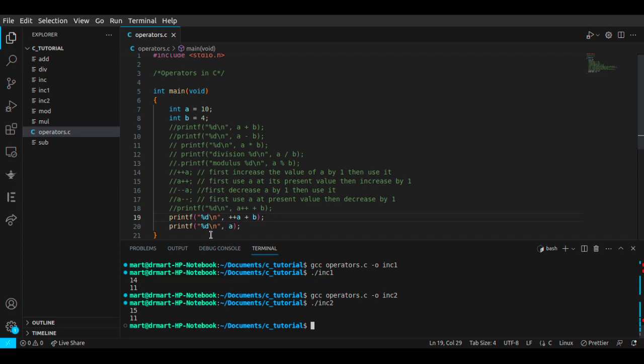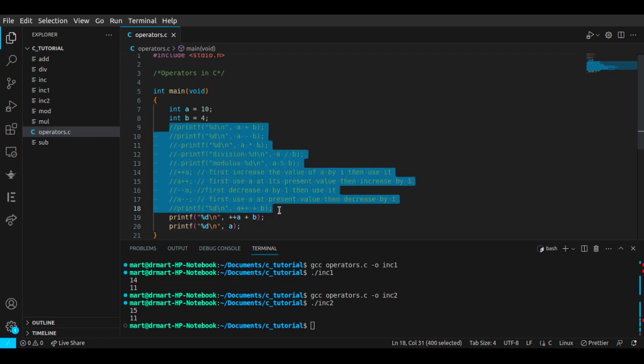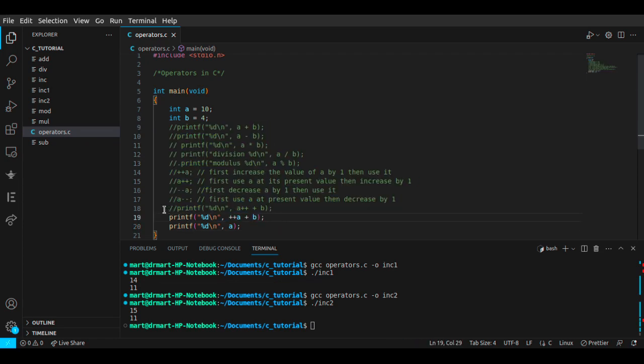Okay, so remember on this line, A is 10. Here, B is 4. So all of these are neglected because they have been commented out. So that's another use of comment. For example, when you are debugging and you don't want to run a particular code block, you can just comment it out.